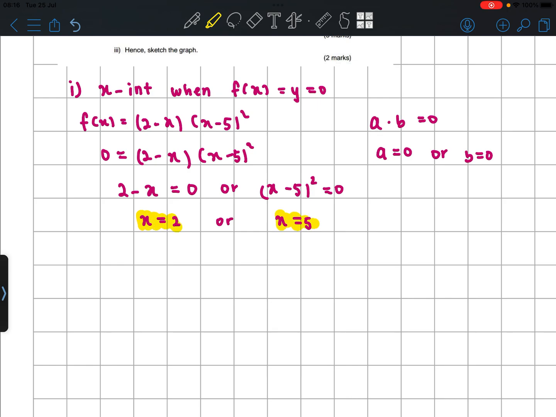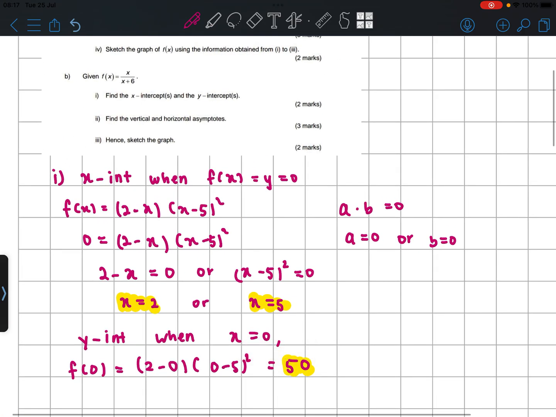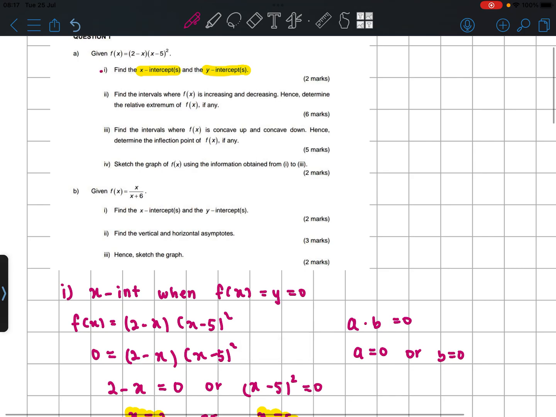Okay, and the y-intercept is when x equals 0. So just substitute in f(0), because we let x be 0. You will have (2 minus 0) times (0 minus 5) squared. So this is, press your calculator, you will get 50, right? So this is your y-intercept. Okay, so we are done with this.